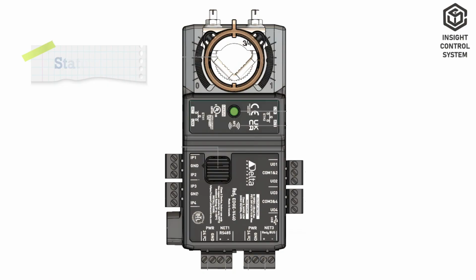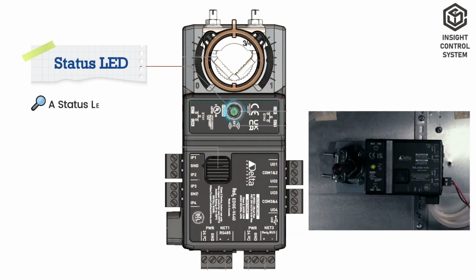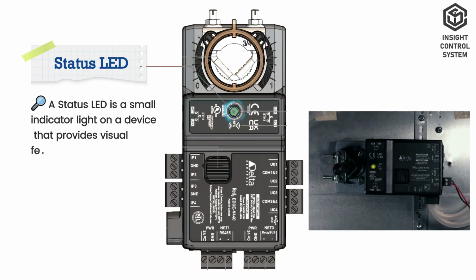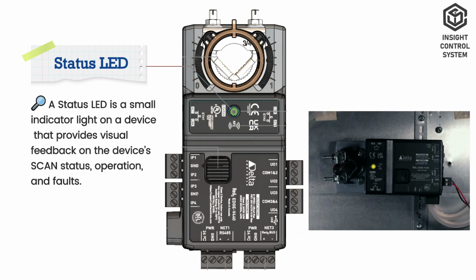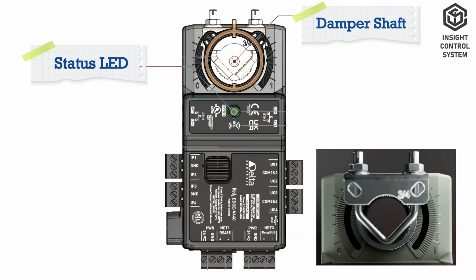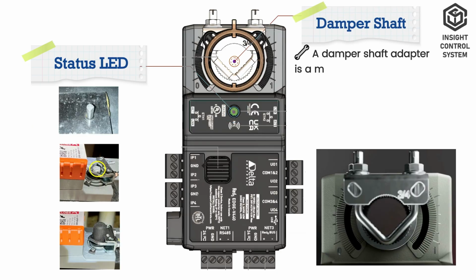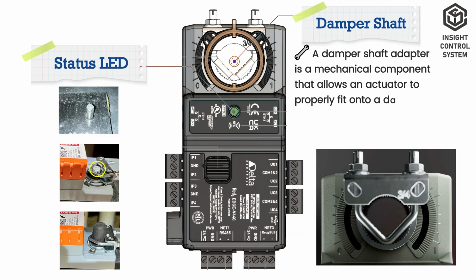Functional data. This is status LED. A status LED is a small indicator light on a device that provides visual feedback on the device's scan status, operation, and faults. This is damper shaft adapter. A damper shaft adapter is a mechanical component that allows an actuator to properly fit onto a damper shaft when there is a size or shape mismatch.